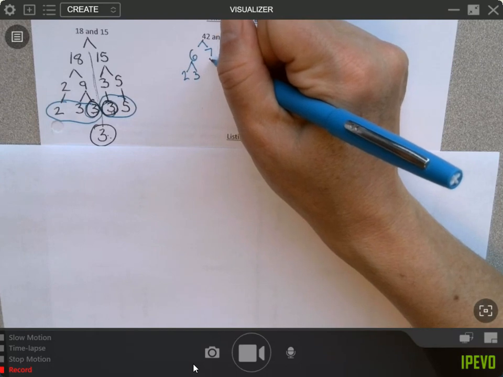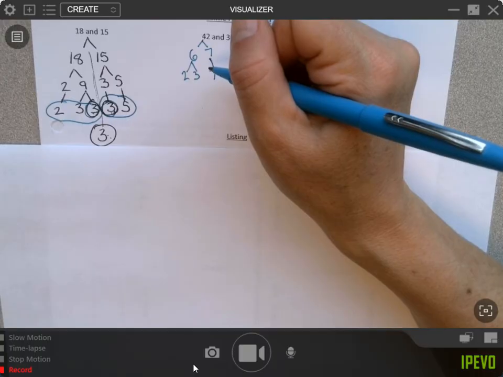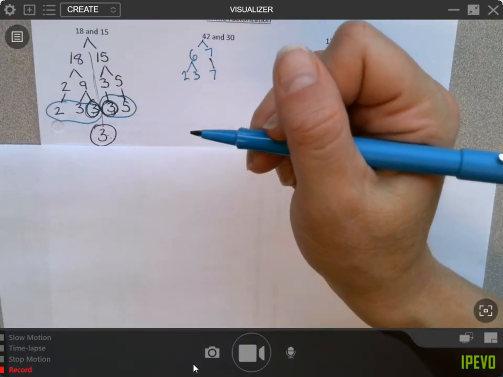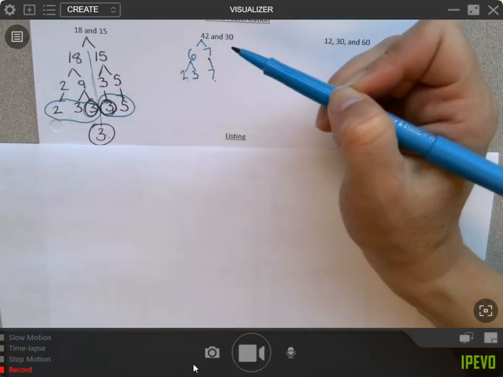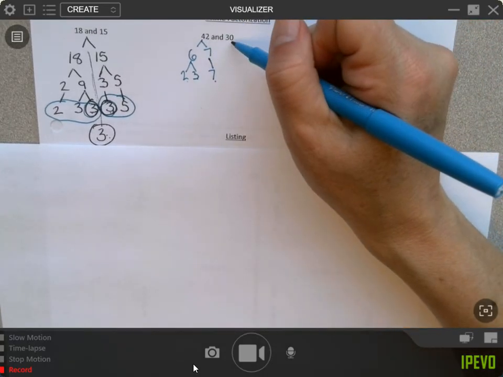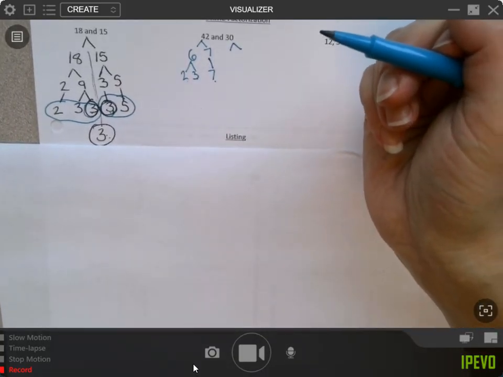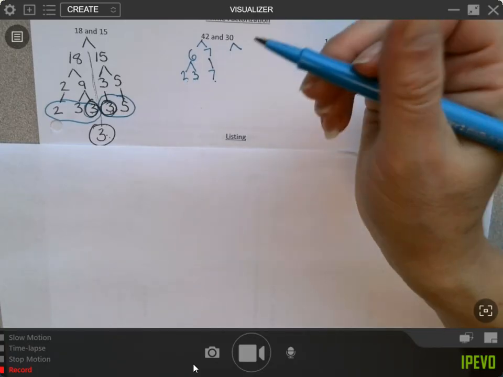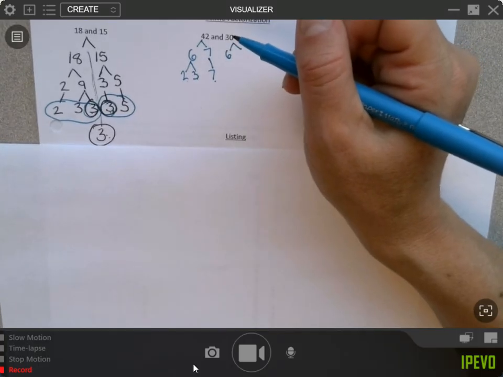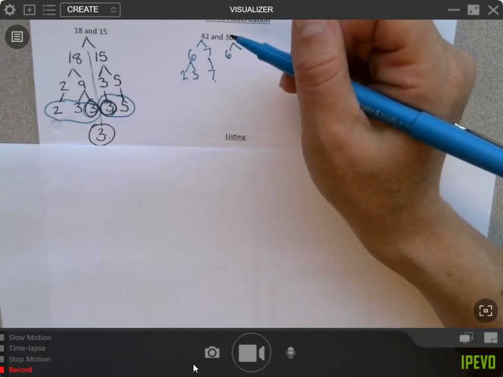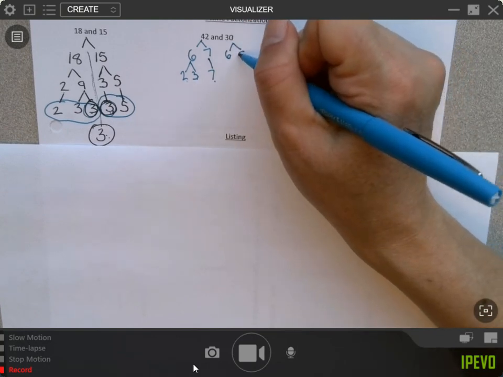Is 7 a prime? 7 is a prime. I can't break 7 down any farther. So I have 2 times 3 times 7 would get me to 42. Now I'm going to make my factor tree for 30. What factor pair could I use, Nolan P? 6 and 10. Not 10, because that would be 6 times what would give me 30? 5. So 6 times 5 is 30.